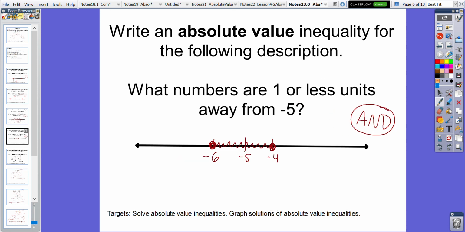And then finally, this example right here, numbers that are 1 or less units away from -5. Because it's a negative, we write it as x plus 5 in our absolute value, and then it's AND, so it's less than or equal to 1, which is that distance between there.